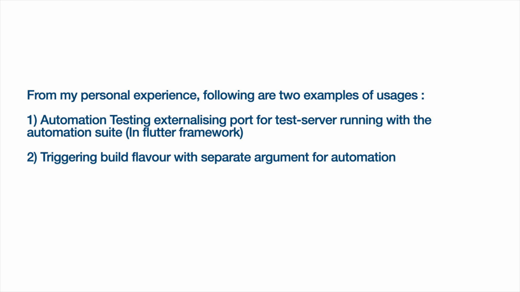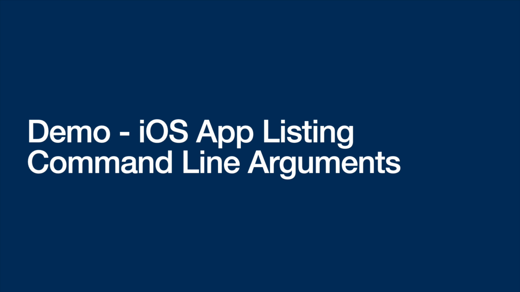Following are some examples of usages from my personal experience. The externalization of a port for a test server running with the automated suite, and triggering a build flavor or variations of build flavor, was controlled with the usage of command line arguments.